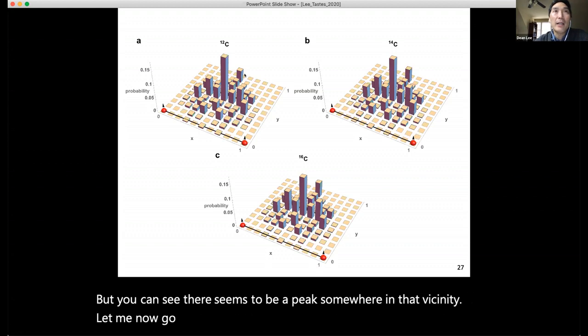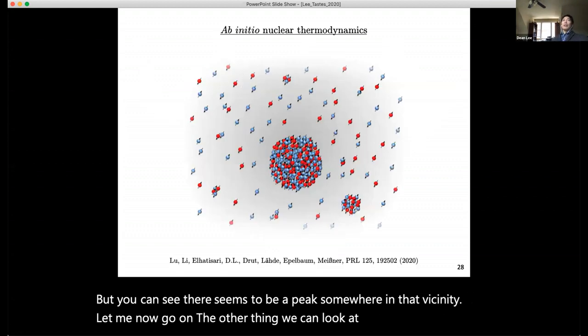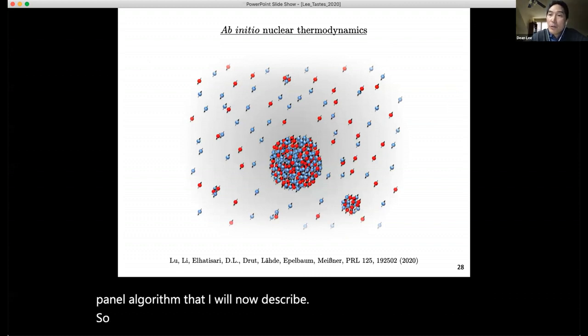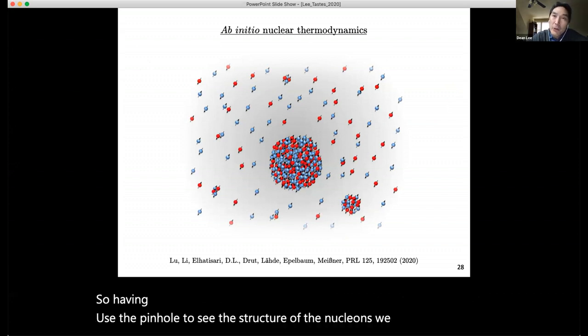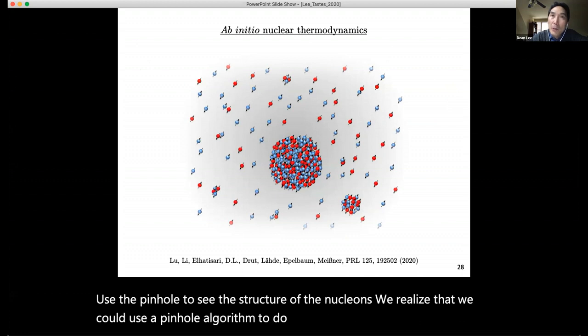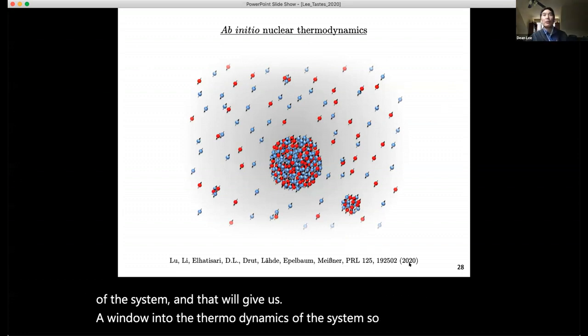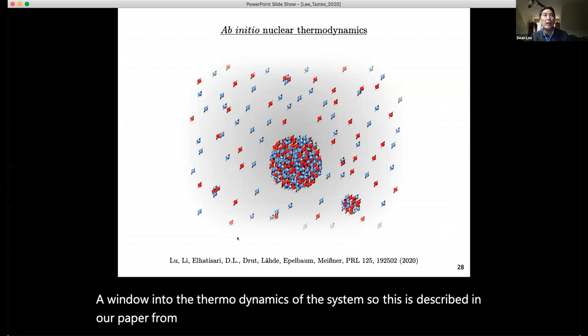The other thing we can look at is we can try to do some thermodynamics with this pinhole algorithm, but a different kind of pinhole algorithm that I'll now describe. Having used the pinhole to see the structure of the nucleons, we realized that we could use the pinhole algorithm to do a sum over all possible nucleon states of the system. And that will give us a window into the thermodynamics of the system. This is described in a paper from 2020, just quite recently. Again, this was led by my former postdoc, Bing-An Liu.